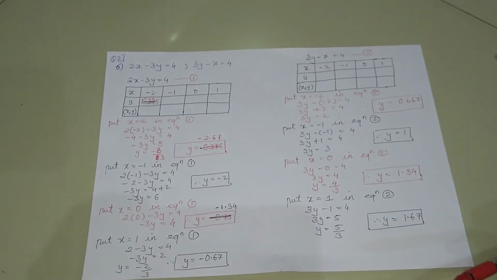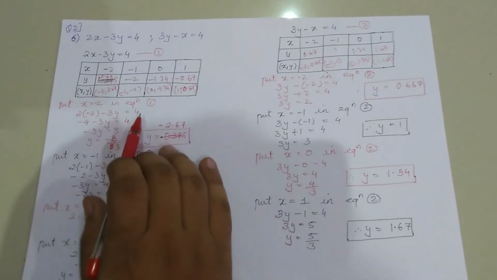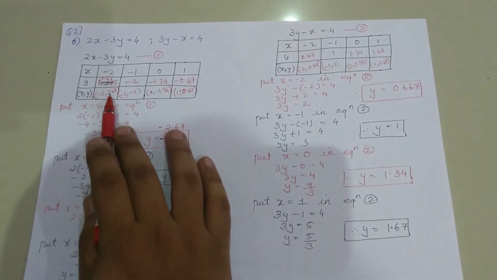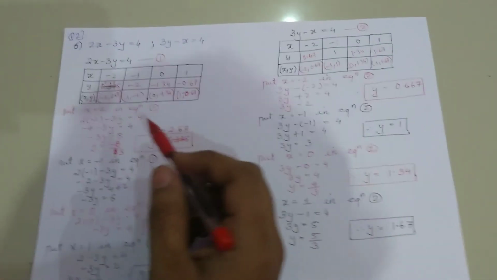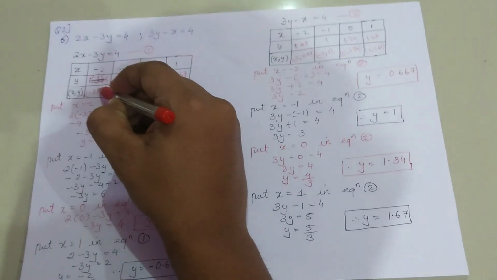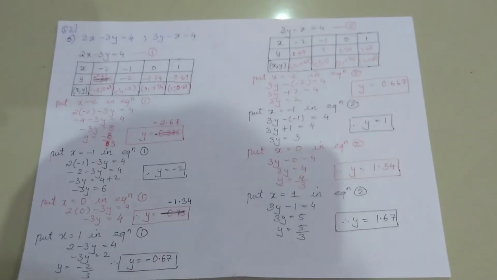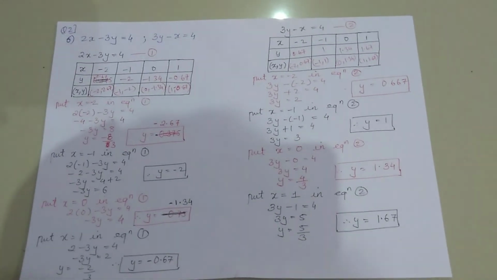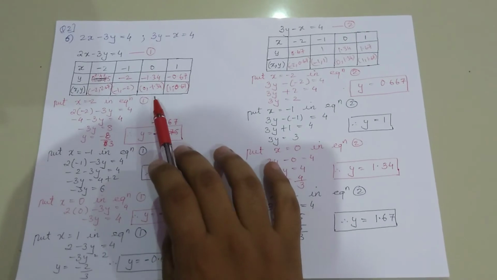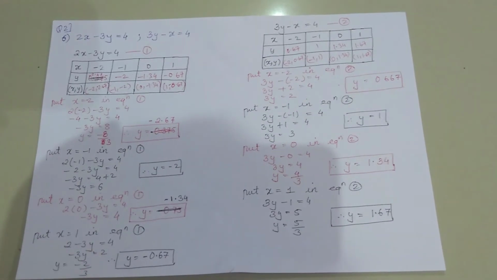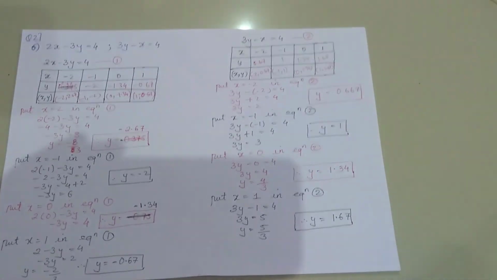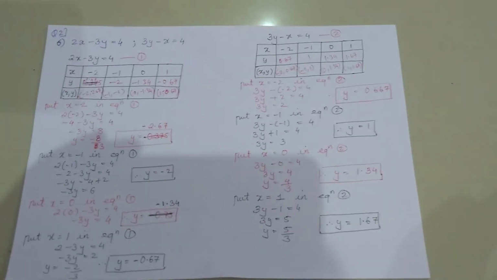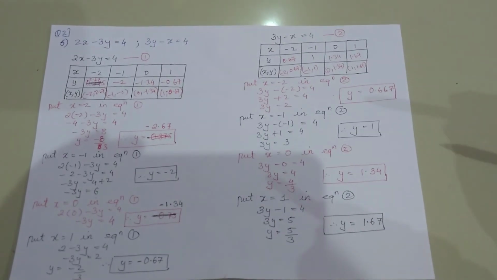I have written all the ordered pairs in the boxes, that is minus 2 comma minus 2.67. This is my minus over here, I guess I missed out the minus sign. The next ones are minus 1 comma minus 2, 0 comma minus 1.34, and 1 comma minus 0.67. Similarly, I have written over here also. Now let's quickly go to the graph and see how we'll be plotting these ordered pairs.